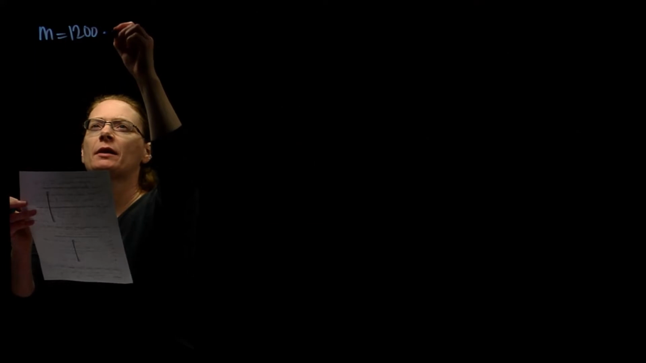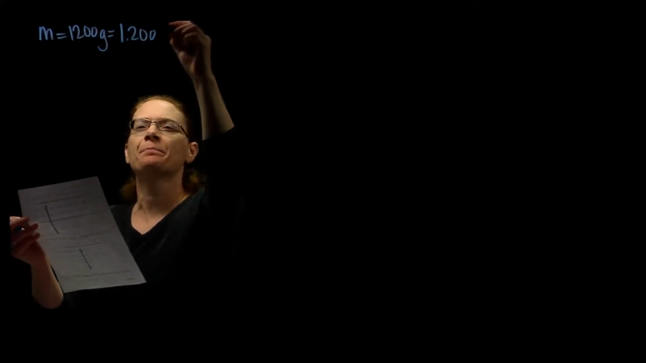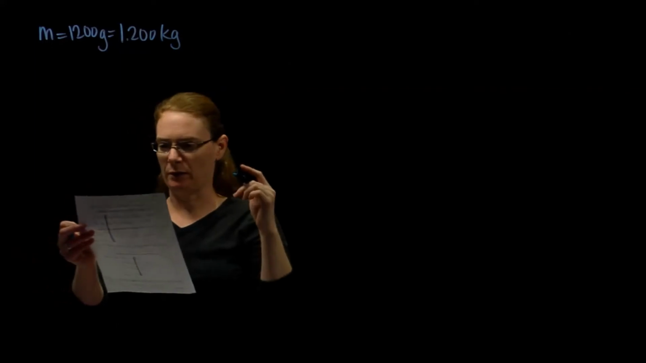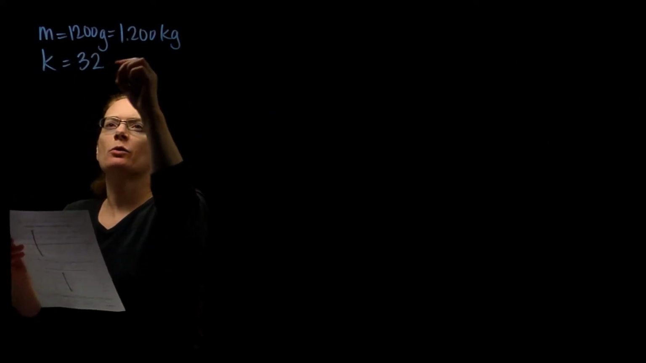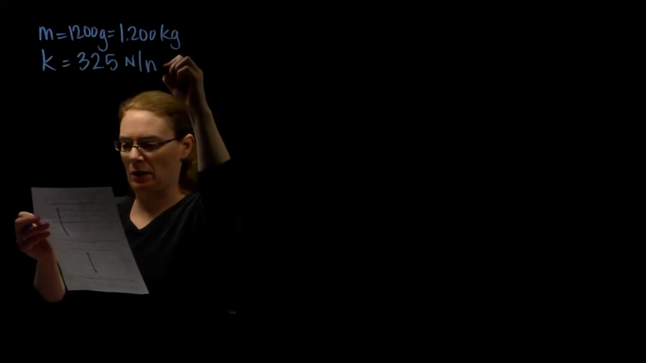So in order to figure this out, we're going to do our standard problem solving. Let's just go with what do we know? We have a 1,200 gram doll. I stop and say, I need that in kilograms. So divide by 1,000. We got 1.2 kilograms. We've got a spring of spring constant 325 newtons per meter.